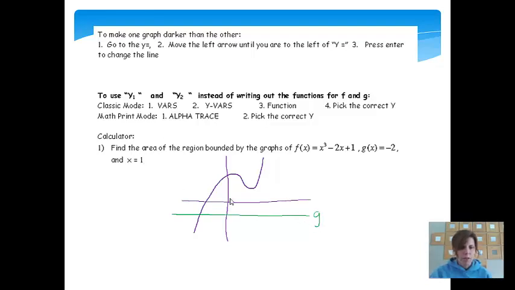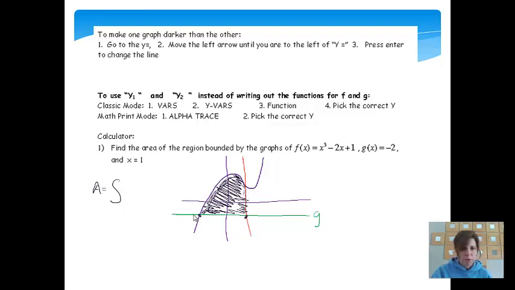And then it also says x equals 1. So x equals 1 is going to be a vertical line right there. Okay, so if I want the region bounded by all three of those, it would actually be this part, this whole part right here. Okay, so if I look at it, I notice that they intersect right here, and then they intersect again right there. And so when I set up my area formula, they're going to go from where they intersect right here.